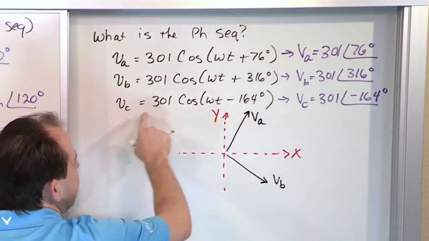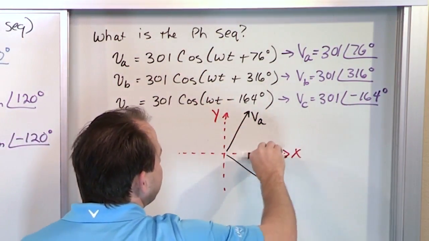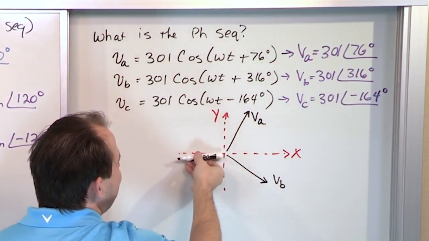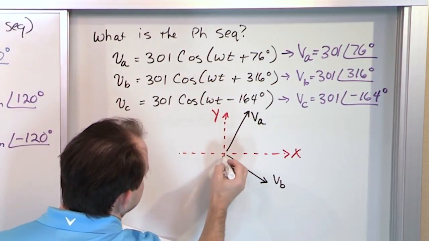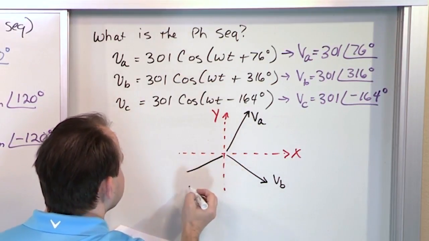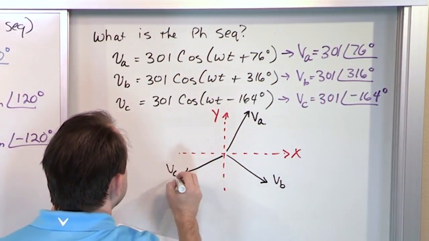And then vector C is negative 164. So now we're measuring in the negative sense. This is negative 180. That's too far. That's negative 90. So it's going to be somewhere in the middle, a little bit closer probably to this. Something like this. This is vector C.